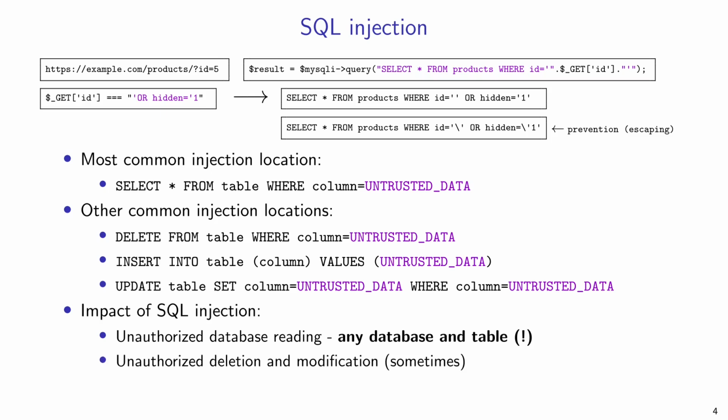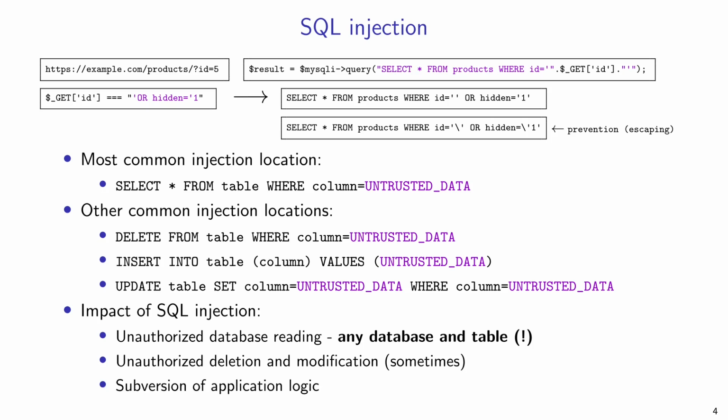Then unauthorized deletion and modification can also sometimes be achieved, but only sometimes, as this depends on the type of SQL statement in which the injection occurs. For instance, it is not possible to execute DELETE or UPDATE statements inside a SELECT query. And if we have SQL injection here in a DELETE statement, we will only be able to delete arbitrary records from the table specified here. There may be some exceptions to this rule, but these are relatively rare, as you will see.